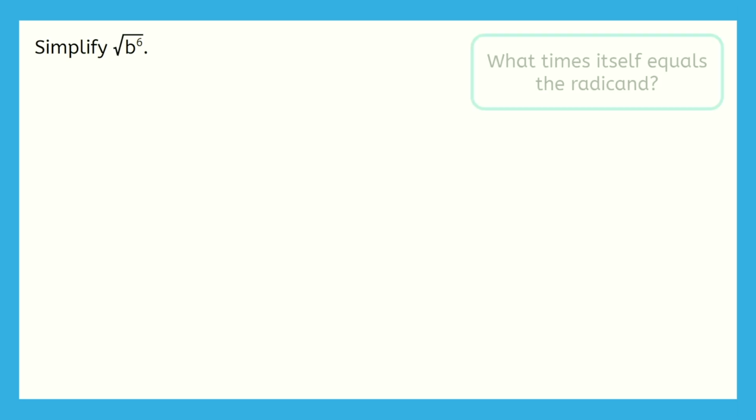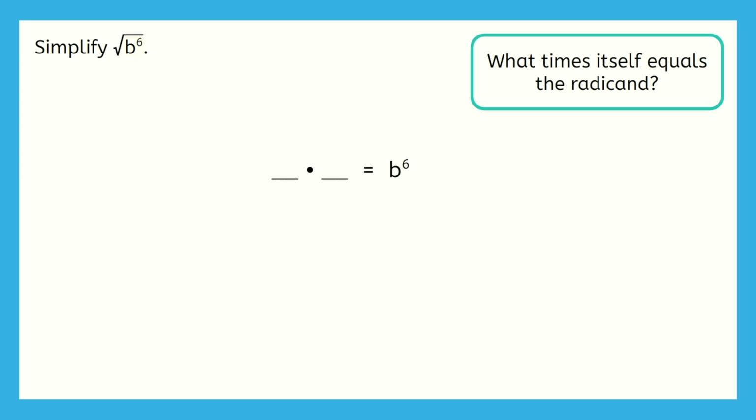Okay, let's try one with a bigger exponent. Simplify the square root of b to the power of 6. We'll ask the same question here, and since we know how to multiply variables with exponents, we'll focus on multiplication. What times itself equals the radicand, b to the 6th? If we're multiplying something by itself to get b to the 6th, what variable would it need to have?